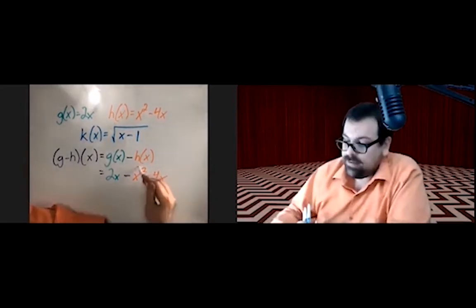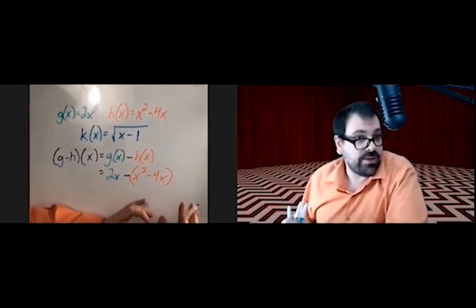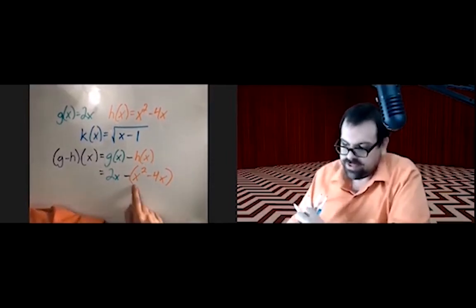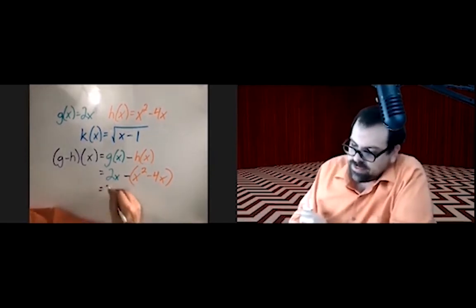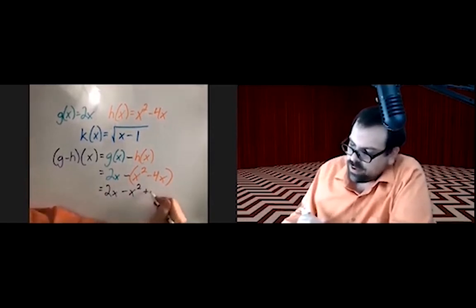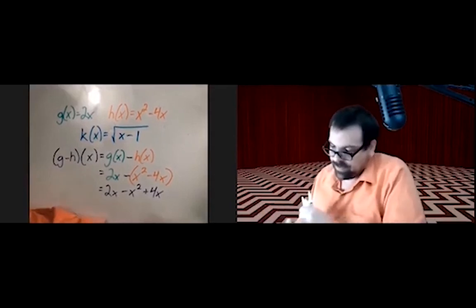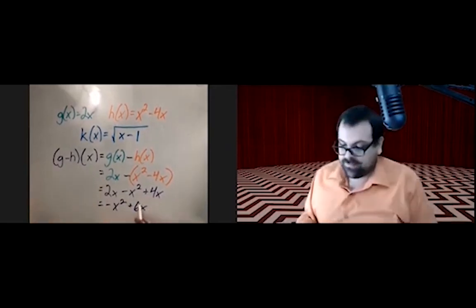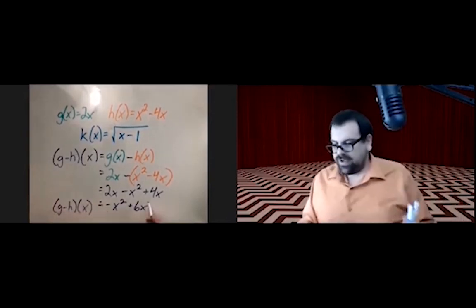What do I need? I need those parentheses because I'm subtracting the whole thing. The colors really showed why we need the parentheses there. We are subtracting all the orange, not just the x squared. If we simplify this, we have 2x minus x squared plus 4x. So we just have minus x squared and then 2x plus 4x is 6x. So this would be g minus h of x.